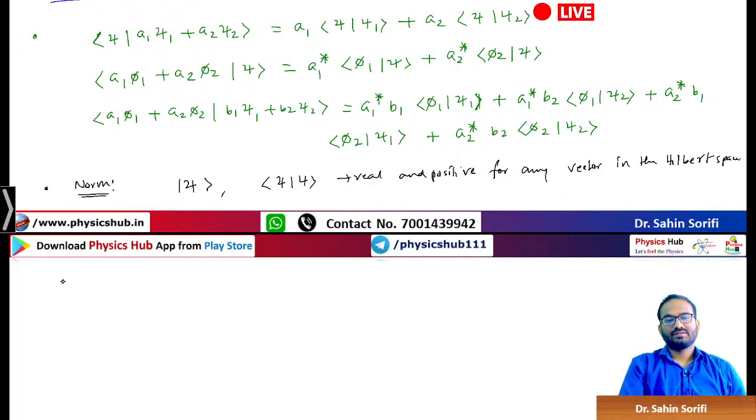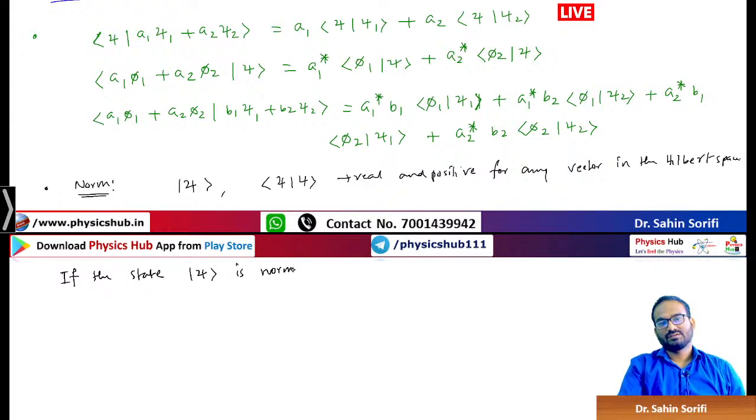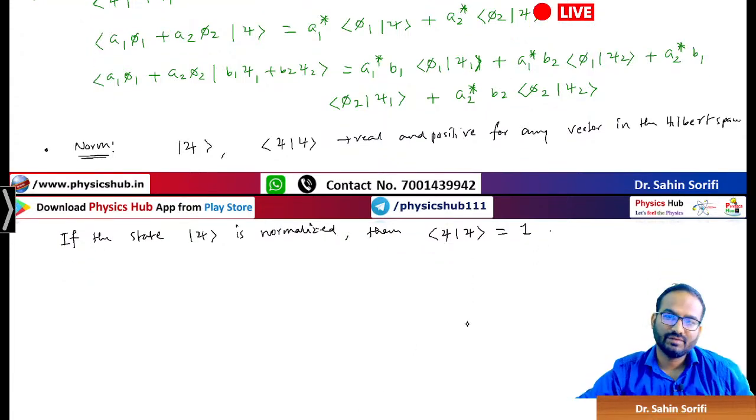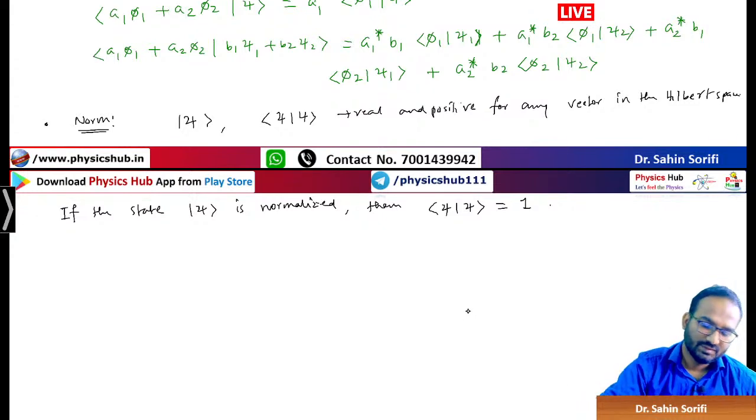This is a very important thing. If the state ket psi is normalized, then what can you write? Then we can write that the scalar product with itself, that is the norm, is 1. So in a very precise way we can write it with the help of bracket notation.